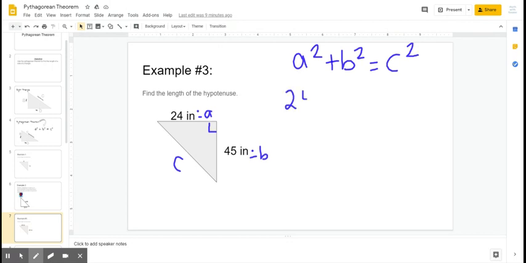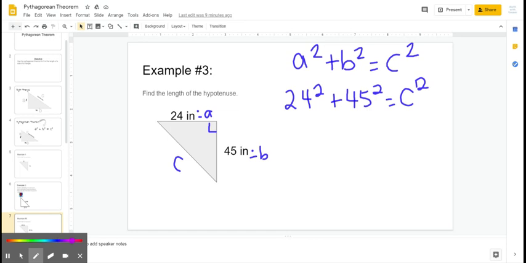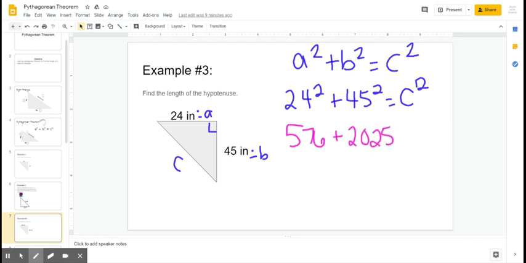So A squared is 24 squared. B squared, 45 squared. C squared is just C squared. We don't know what C is yet. That's what we're looking for. So 24 squared is 576. 45 squared is 2025. And C squared, we don't know what C squared is yet. We are trying to find C.